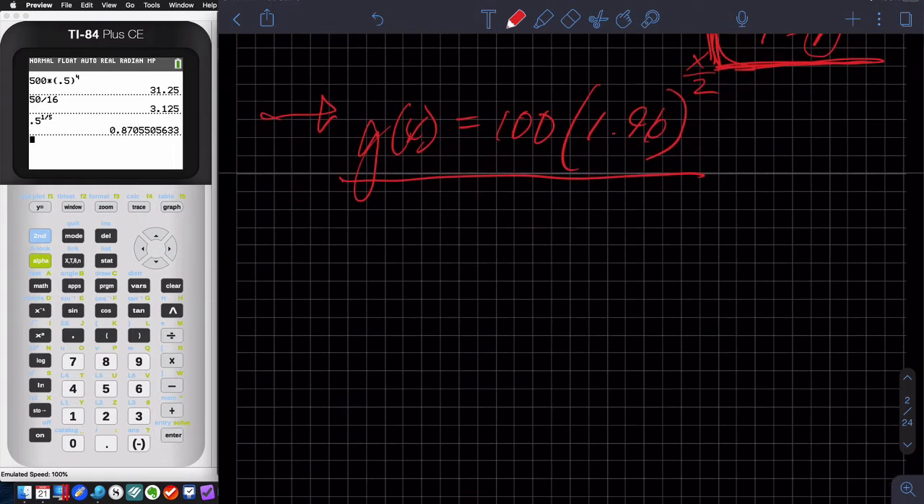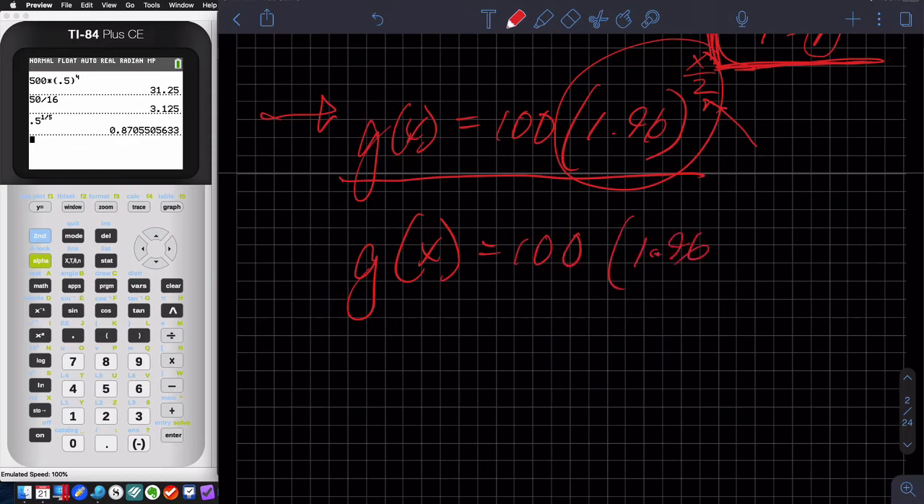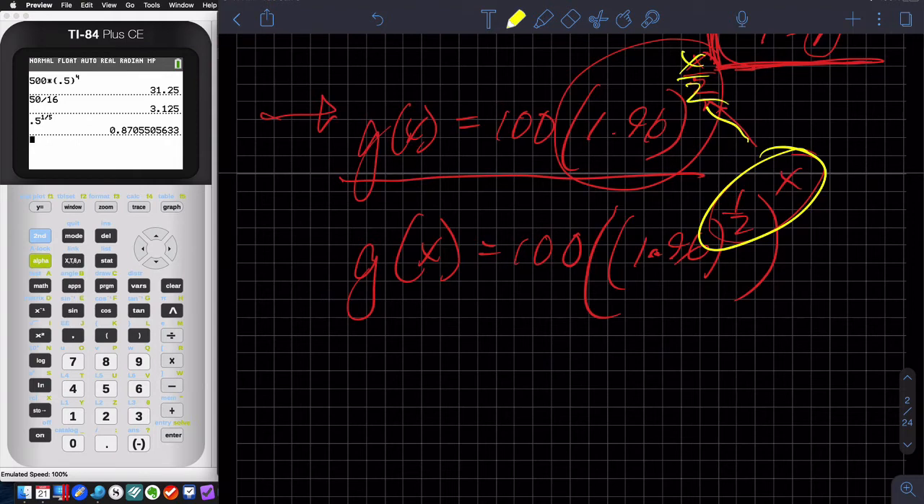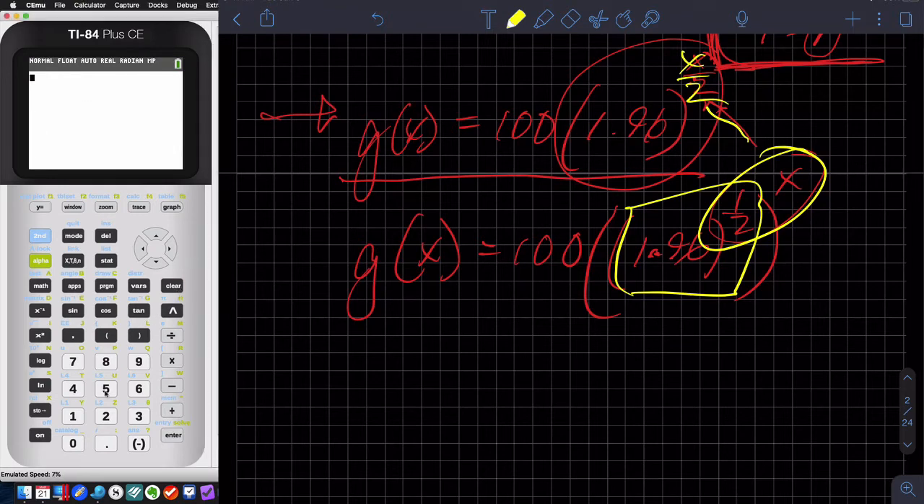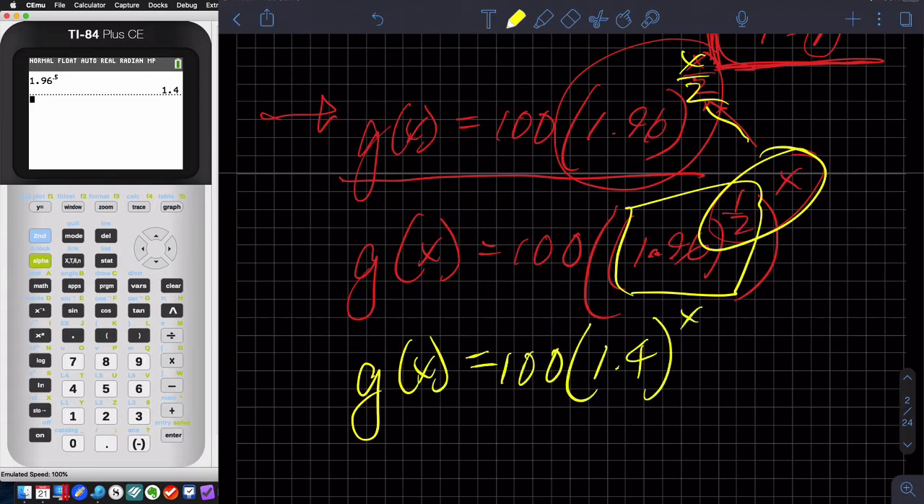Now remember, in the last video, I showed you how to absorb this half into my equation. I do that by splitting my exponent into two pieces, 1.96 to the 1/2, raised to my x. When I multiply these, it comes back to x over 2. So then I can take 1.96 and absorb the 1/2 by doing the following in the calculator. 1.96 to the 1/2. And so I get 1.4. And so g of x equals 100 times 1.4 to the x. Okay?